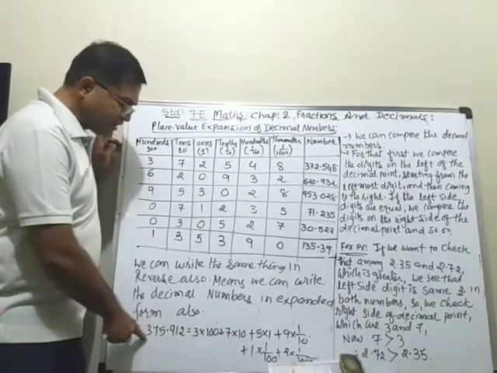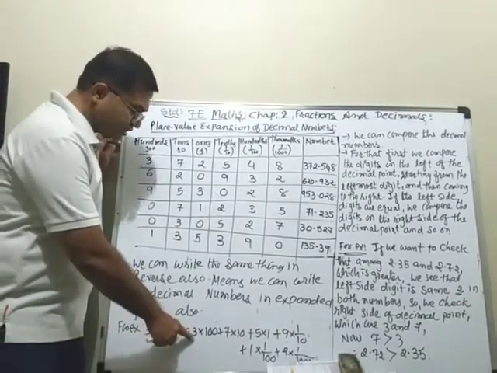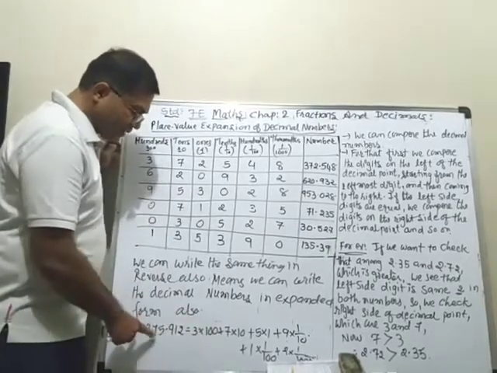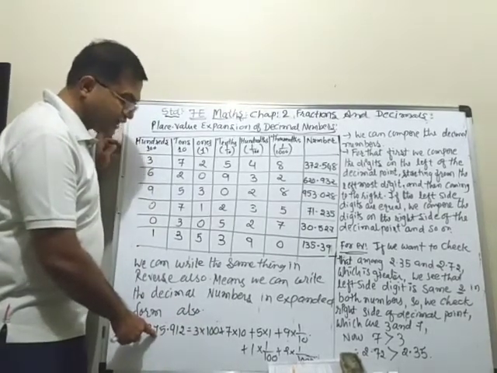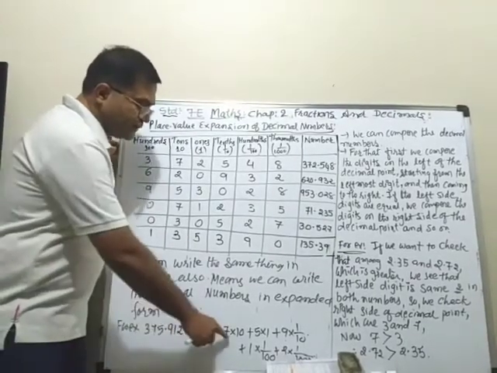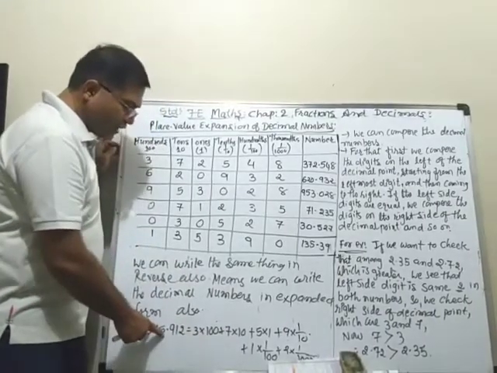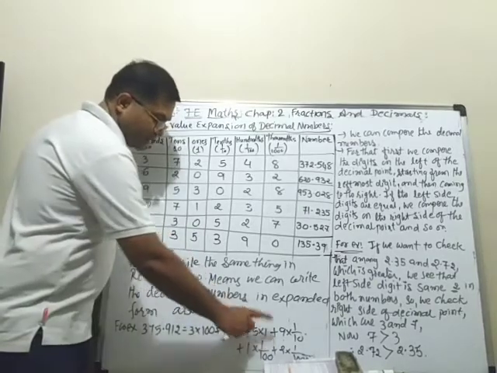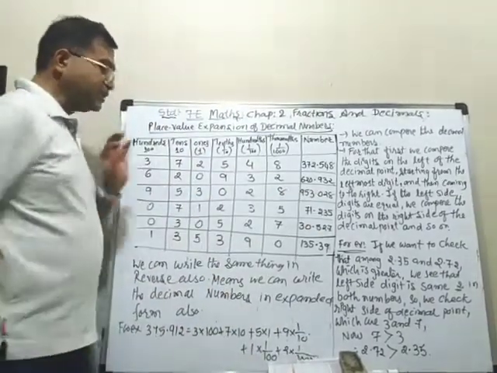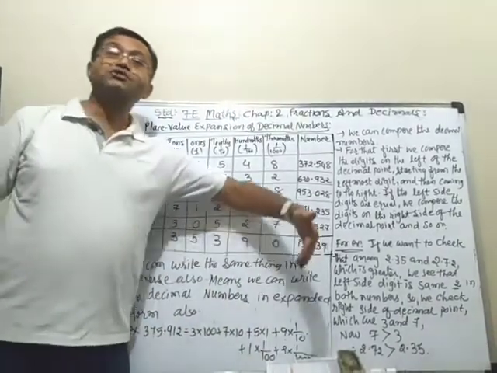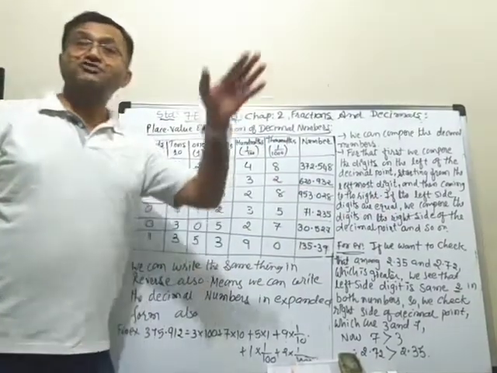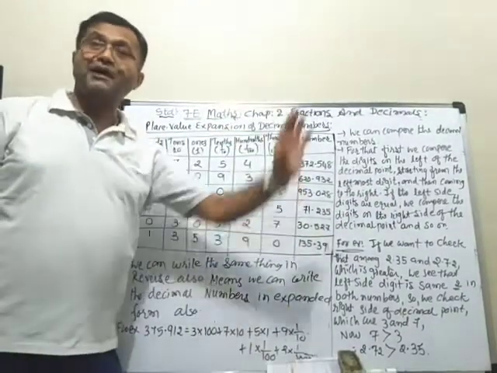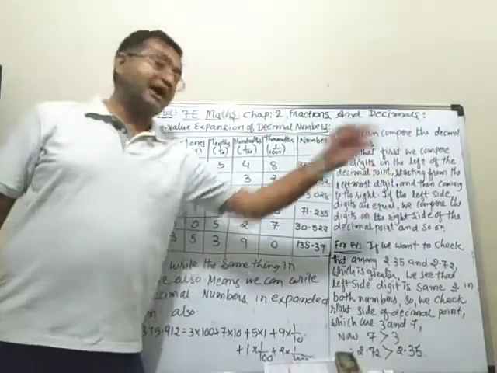So you can see that here 375.912. 3 is in hundreds place. So it is equal to 3 multiplied by 100 plus 7 is in the tens place. So 7 multiplied by 10. 5 is in ones place. So plus 5 multiplied by 1 plus. Now after the decimal point, we move to the right side. Then the place value is 1 upon 10, 1 upon 100, 1 upon 1000 and so on.